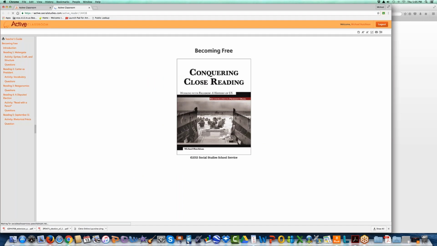And this one deals with a section, or chapter, called Becoming Free. I'm doing this in Active Classroom, so you'll notice that the one I want to focus on is reading number 4, A Disputed Election.